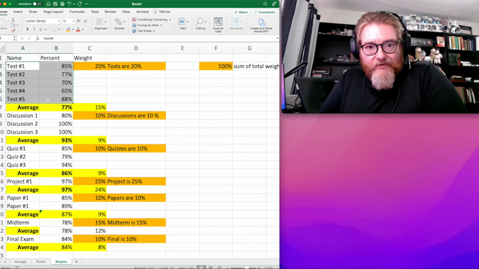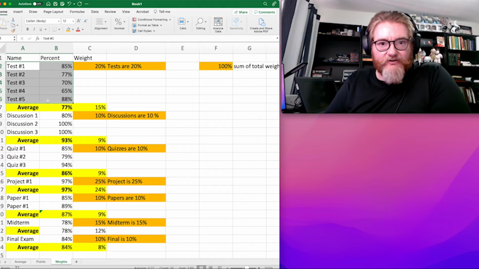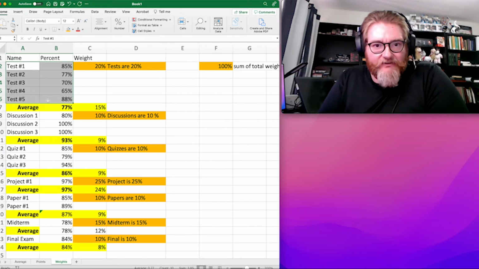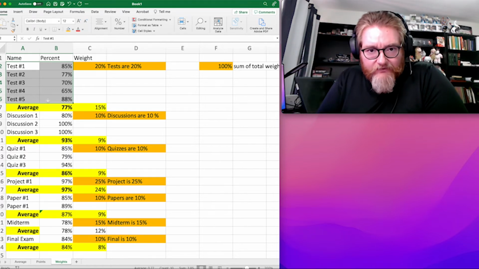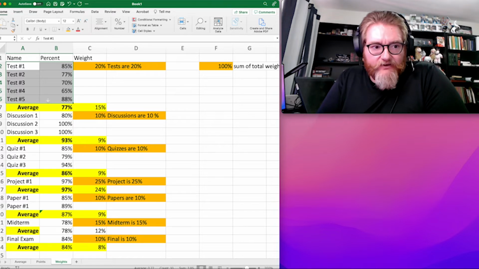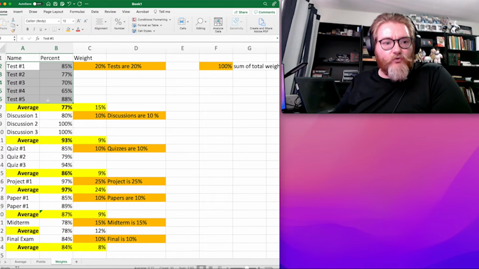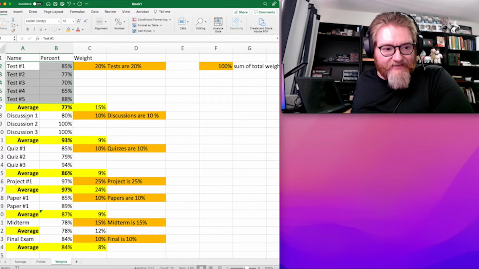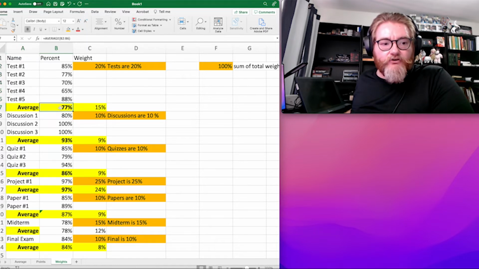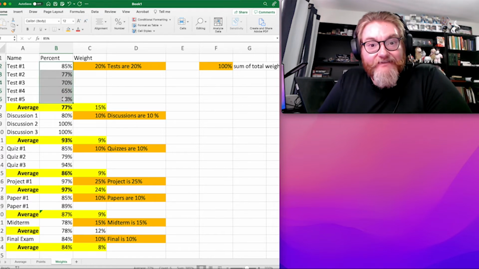So first thing I have to do in a weight situation is I have to have the categories set up. So where many of you go wrong is you just add all the points together, or you just add all the stuff up and then make an average. And you can't do that with a weight. That's only a part of the equation. So for each one of these sections, the tests, the discussion, the quizzes, etc., you must average what it is and everything in that section.